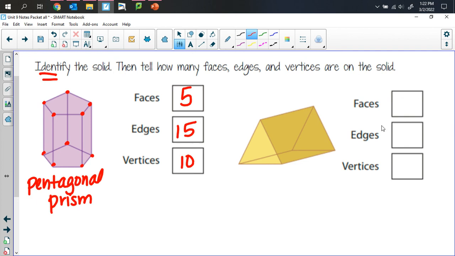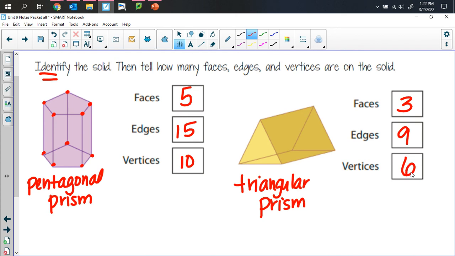For the last part, we have a triangular prism here, excuse me. So we have a triangular prism. The 2 bases are triangles. They are connected with rectangles, and those are called the faces, which is 3 of them. Edges, we actually have 1, 2, 3, 4, 5, 6, 7, 8, 9 edges. And if we're counting up our vertices, we have 6 total vertices on here.